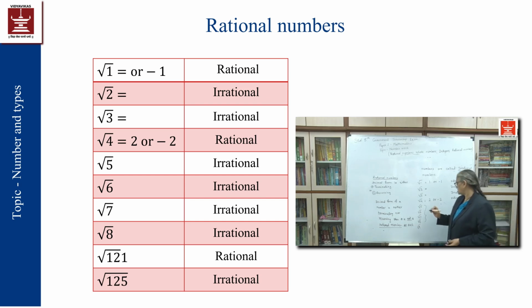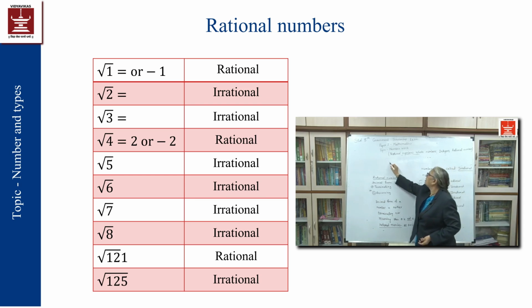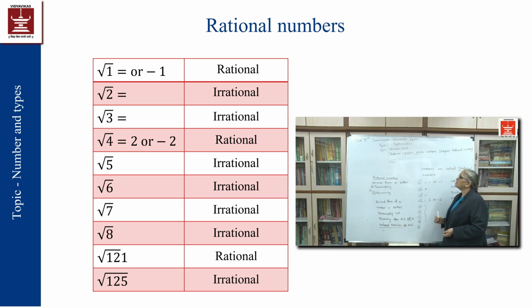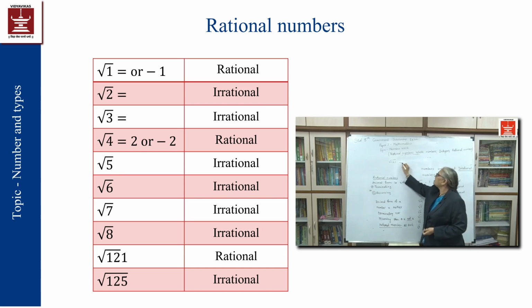What about square root of 121? Is it rational or irrational? For that you must have memorized squares at least up to 30. So, 121 is a perfect square of 11 or of minus 11. So, root 121 will be either plus 11 or minus 11, and therefore it is rational.